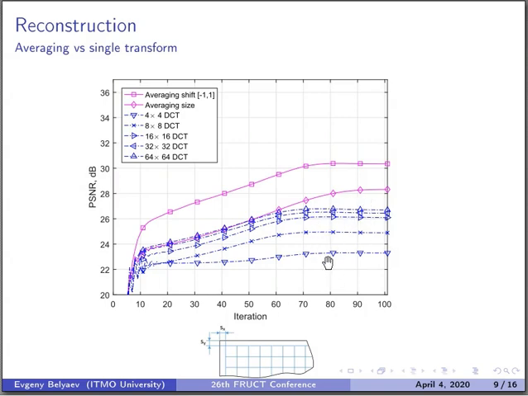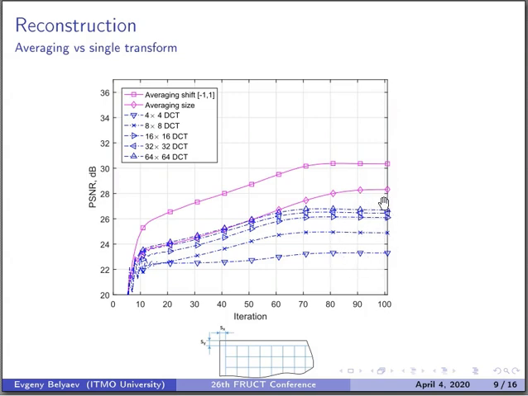This curve corresponds to the cases when we compute thresholding only once using a single DCT, for example 4x4 or 8x8, and this curve corresponds to the case when we compute thresholding 5 times using lifted DCT and then compute averaging. One can see that this approach is much better than the case when we use the single DCT all the time.